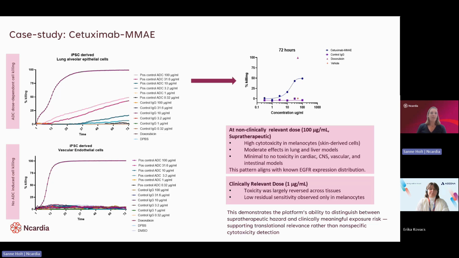The lower graph is your vascular endothelial cells, and actually there we see that indeed they are killed by the doxorubicin, but there's no reactivity whatsoever of the ADC or the control antibody. In addition to this over-time measurement, you can also pick a single time point. In this case, we picked 72 hours, and you can look specifically at 72 hours. What is my response within the different doses?